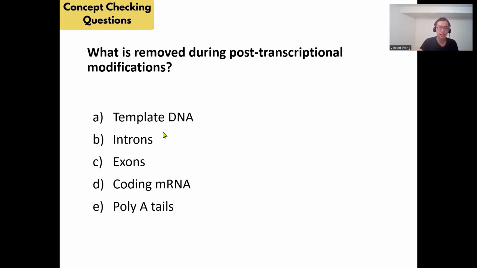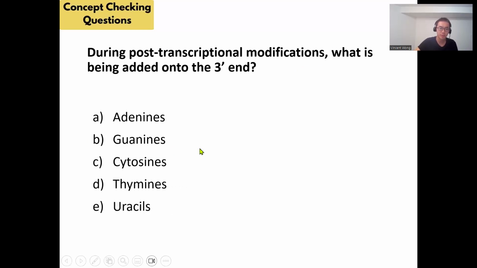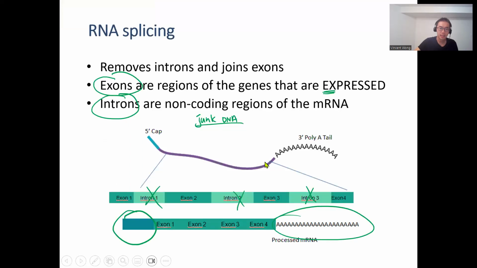The answer is intron. Those are the junk DNA. Let me show you the picture again to jog your memory a little bit. You see, the introns are the junk DNA. They don't code for anything. So we remove the introns, and then we stitch together the exons. The exons are the ones that are going to be expressed.